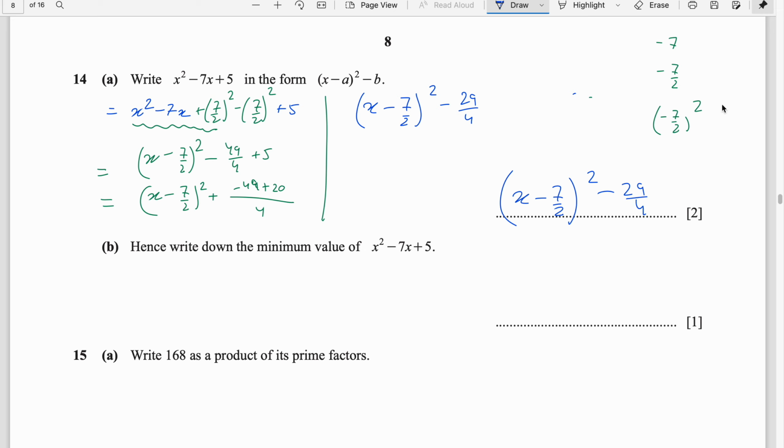Writing in fractions or decimals is your choice. Hence, write down the minimum value. So minimum value, you can just copy it from there. That is minus 29 by 4.